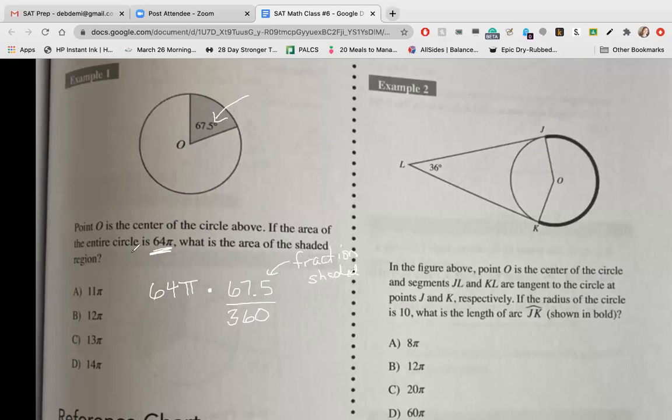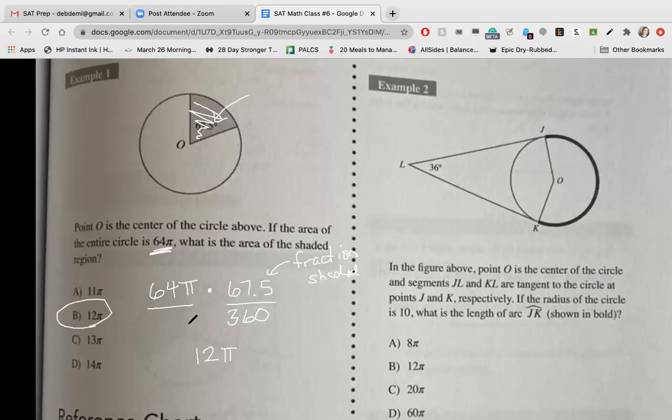So if you want to find just the part that's shaded, it's a fraction of the circle. So you're taking the entire area times the fraction of the circle. I just put all this in your calculator. It's probably a calculator section problem. You take 64 times 67.5 divided by 360, and you get 12 pi. So the answer is B.